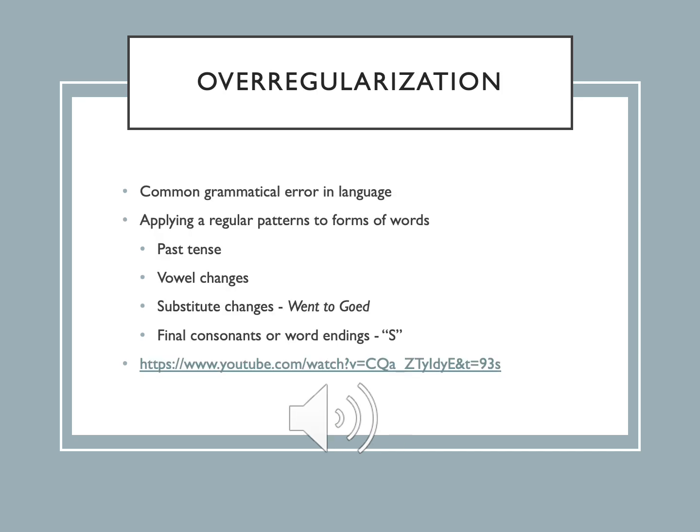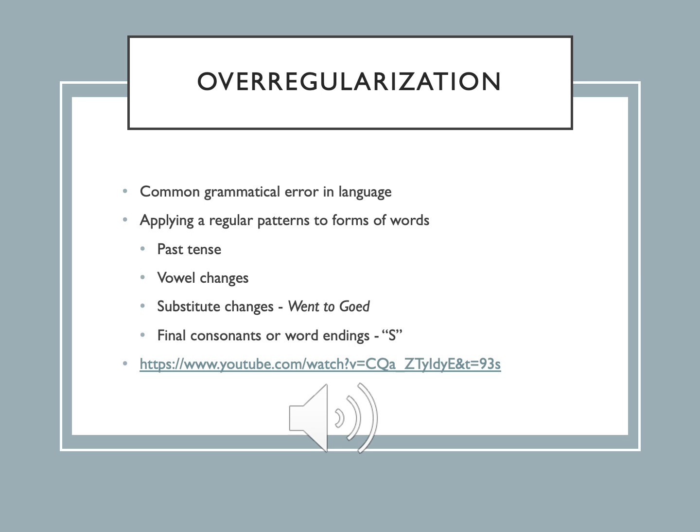One aspect of language that is common during the preschool years is the grammatical error of overregularization. So this is when children apply a regular pattern to a form of words. So this is in the past tense. They may change the vowels, or they may engage in substitute changes. And last but not least, they might add final consonants or word endings, such as an S on the end of words.